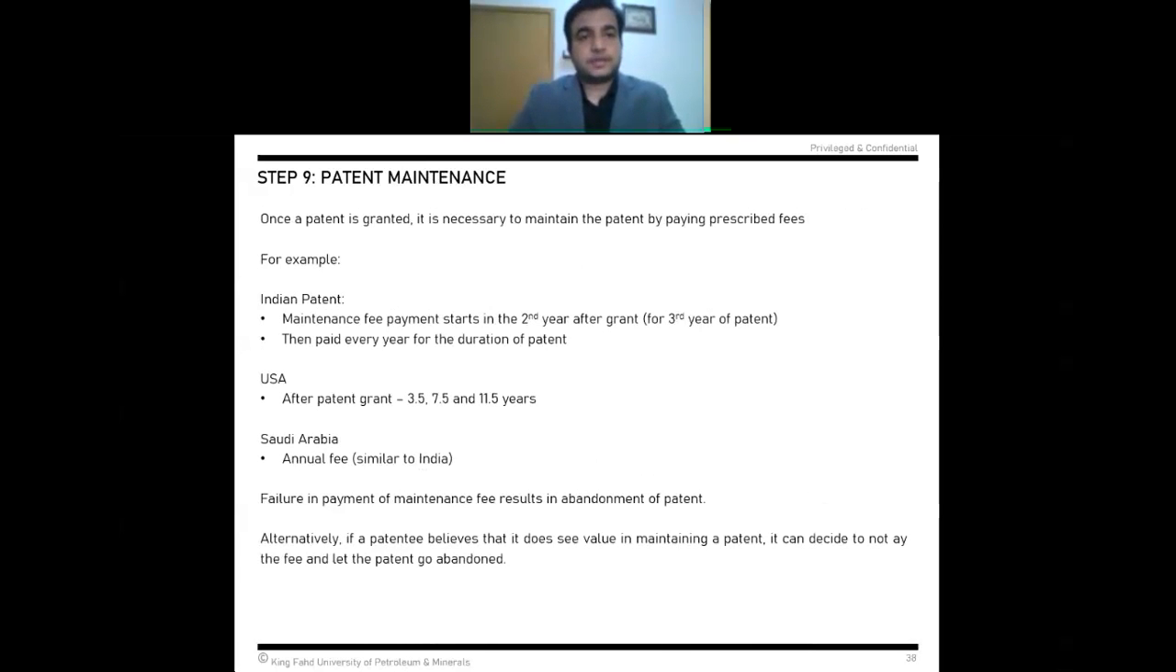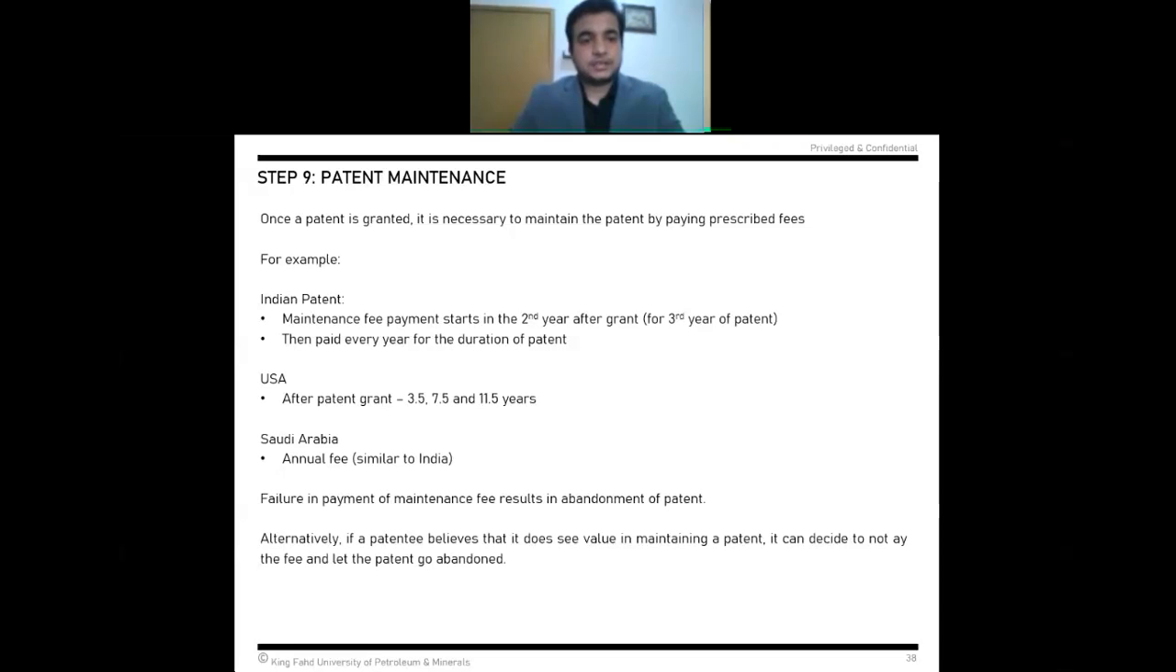So once we have crossed all of these stages, and if a patent is granted, then it does not automatically remain for the life of 20 years. For example, as per the Indian patent law, once a patent is granted, maintenance fee starts in the second year of the grant, which means for the third year of the patent, you have to pay a maintenance fee. And after that, every year, a maintenance fee has to be paid to make sure that the patent remains valid.